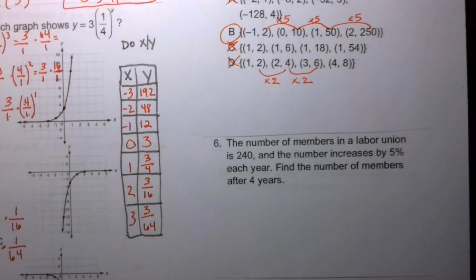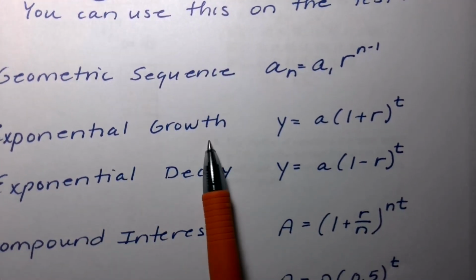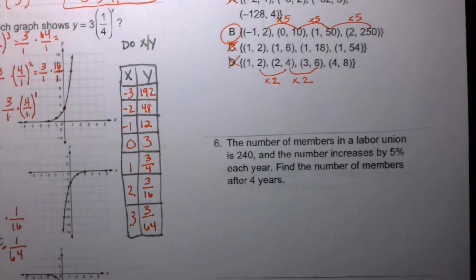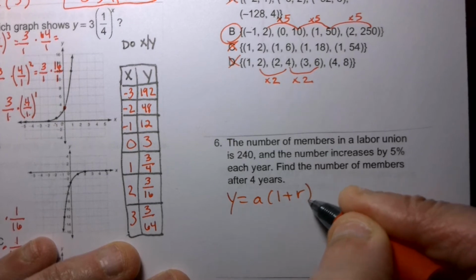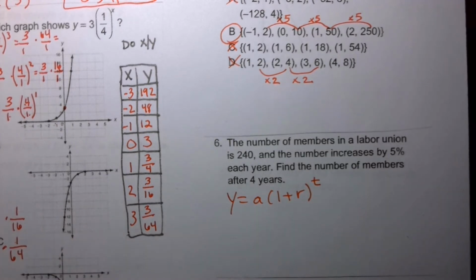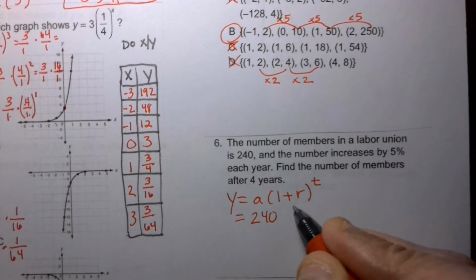The number of members in a labor union is 240, and it increases. So this is what, guys? This is called an exponential growth formula. That is also on there. It grows. So that is the formula you'll want to use. So you should write your formula down. And now you need to know where everything goes. Well, A is what you start with. So that's my 240. Start with 240 people.